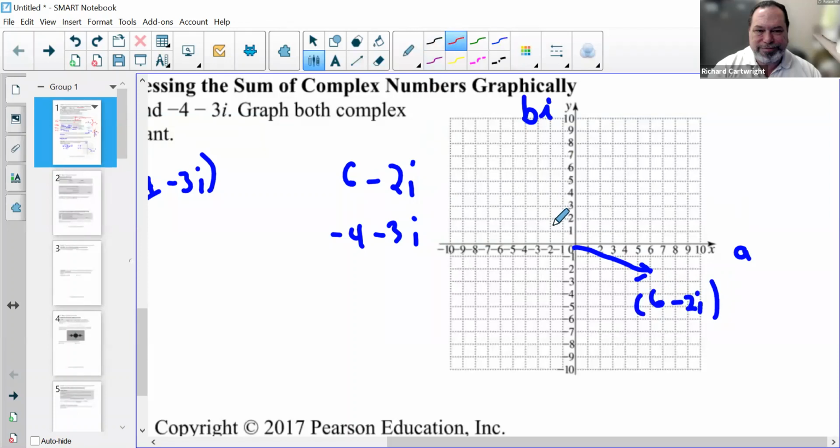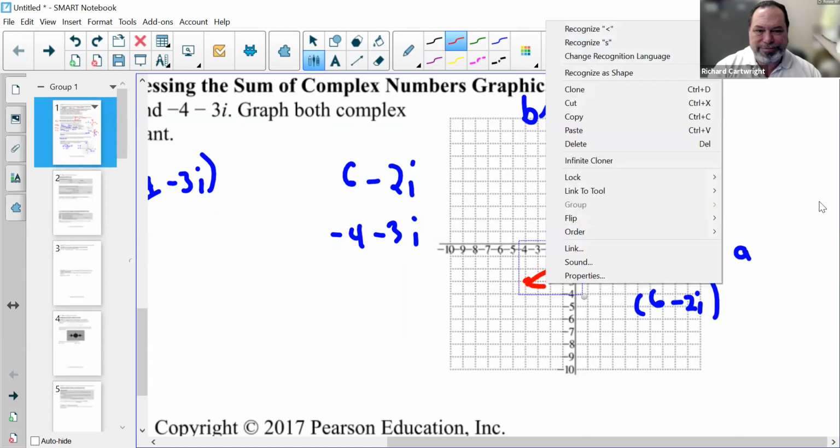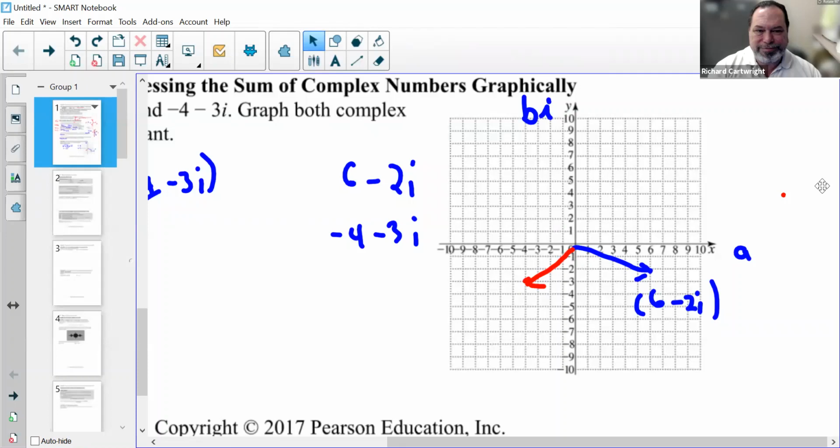The other one was minus 4, so the x is negative 4, and I'm going down 3i. 1, 2, 3i, if I can get exactly there. So that vector, out in space, coming out, and bam, it hits it. Now, what do we know about the resultant? We know the picture. I'm just going to do it.